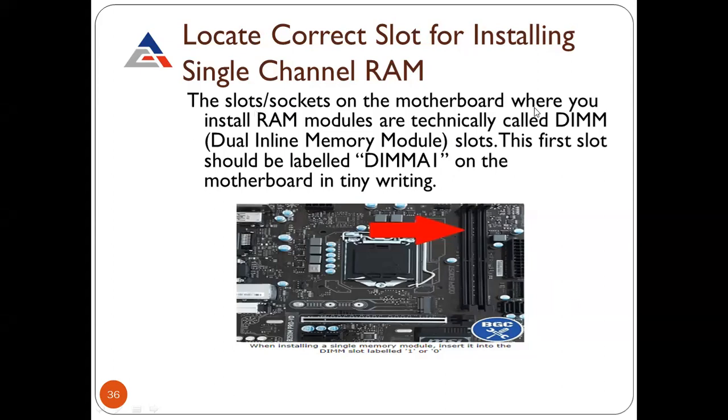The slots on the motherboard where you install RAM modules are technically called DIMM slots. So these two slots are called DIMM slots, meaning dual inline memory module slots, where we can insert the RAM. The first slot should be labeled DIMM A1 on the motherboard in tiny writing. They are written in very small letters. So the first task is to find where we have our memory chips. Once you find the memory chips, just insert your RAM.